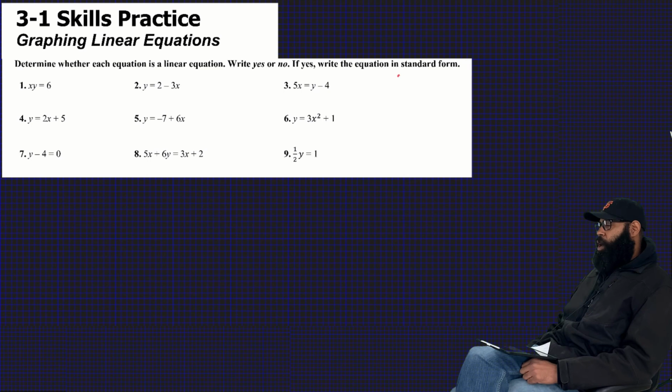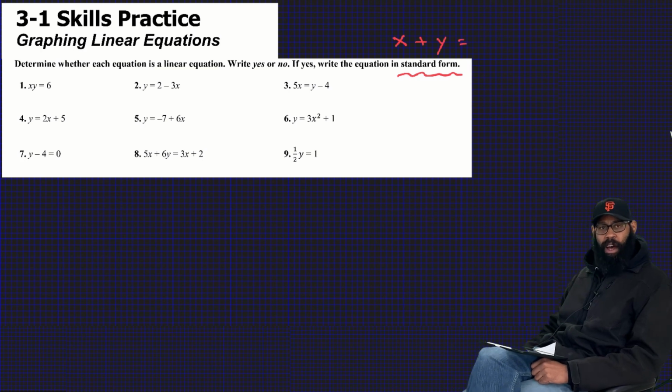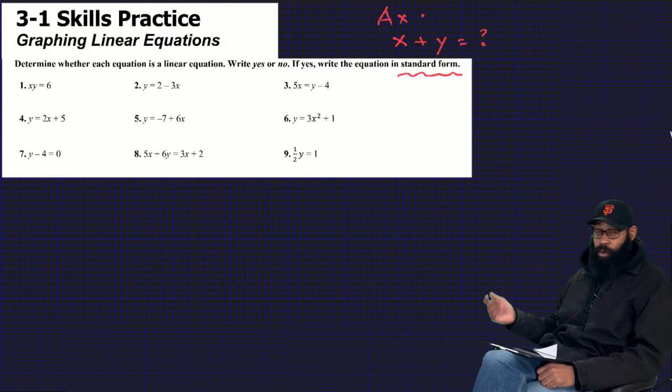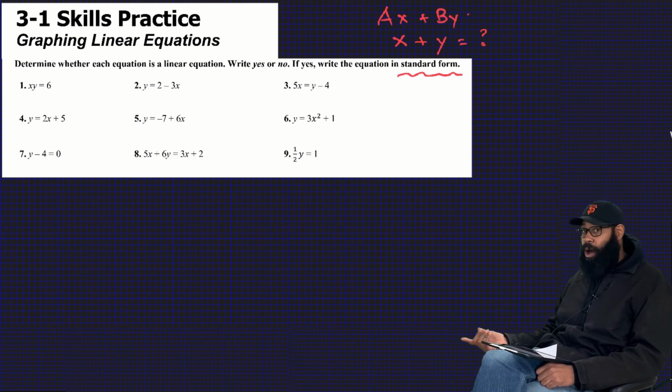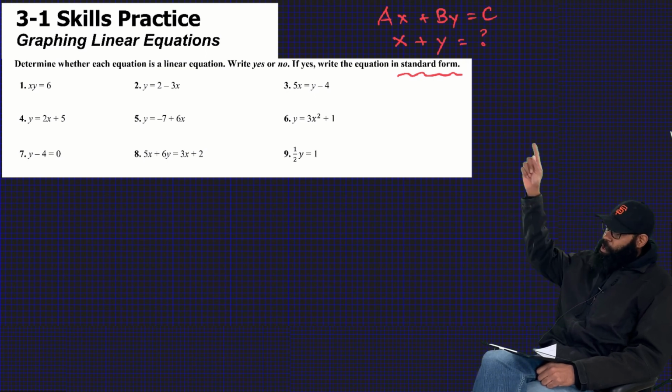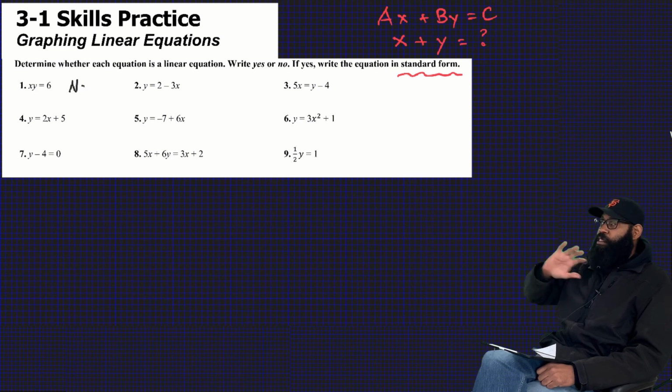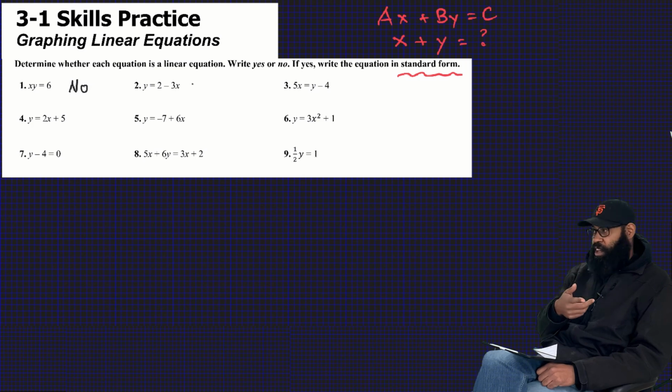Well, xy equals 6. Definitely not standard form. Standard form is x plus y equals, or 2x plus y, or 3x plus 4y equals, it's ax plus by equals c, standard, ABC. Straightforward, right there. There's a lot of other forms we're going to see, but as we continue on, you'll see in the lesson. Number 1, I put no.